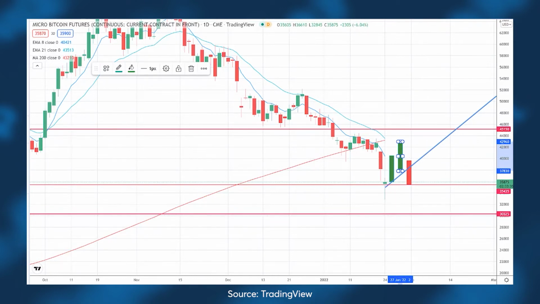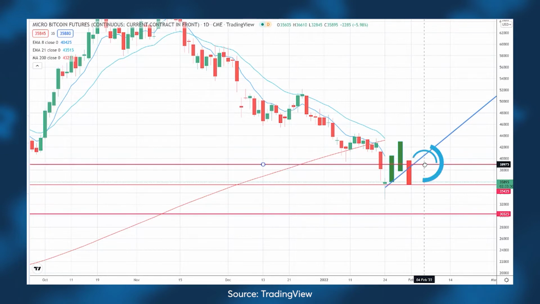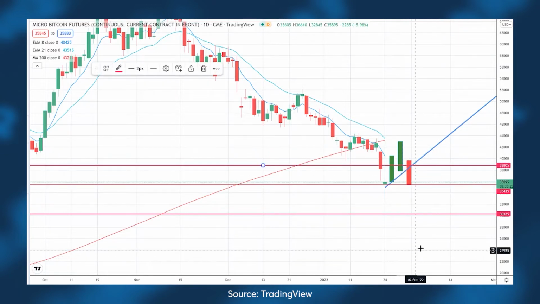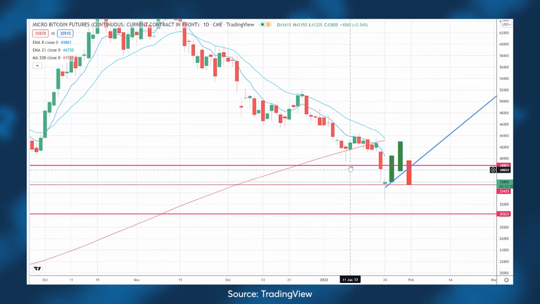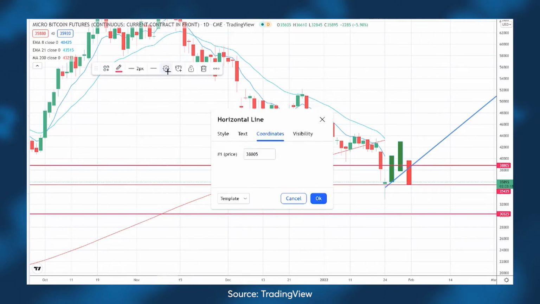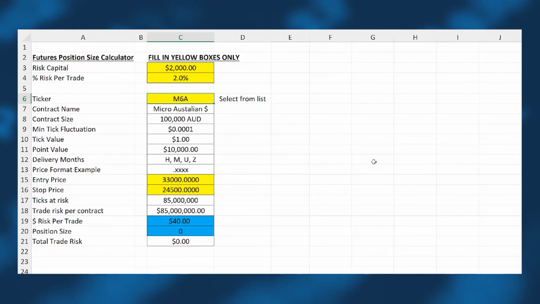Now, if I were just going to figure out size, let's say that the stop were here and I could see visually that it works out for me. So let's say that my entry is where I said it was going to be, which is this line here, 35,435, and my stop was going to be around 38,805. I, as always, want to check my amount of risk on this. So I'm going to pull up my position size calculator. Again, this is available on our website.